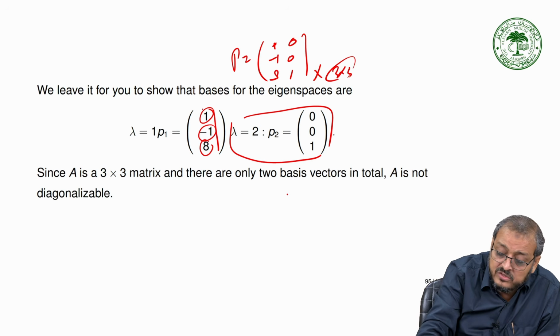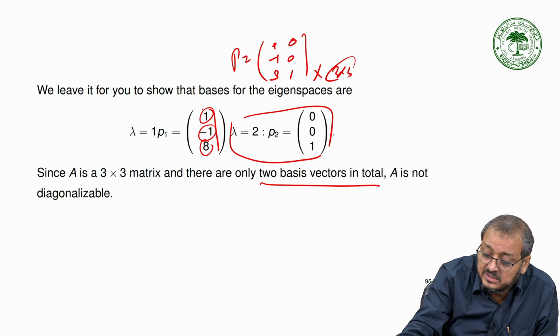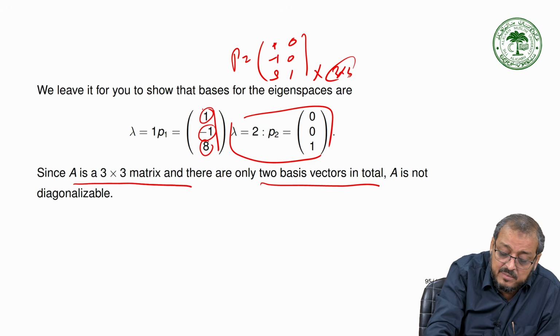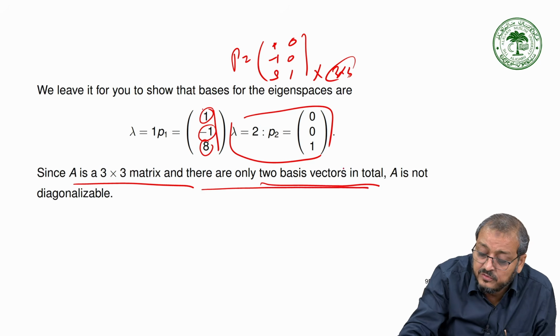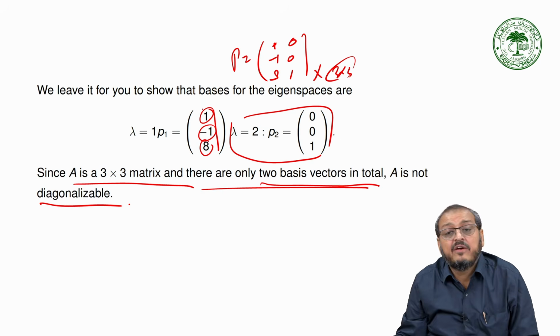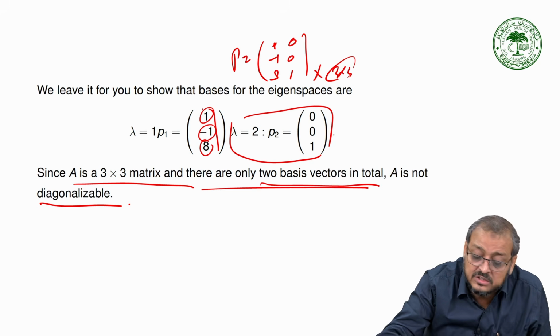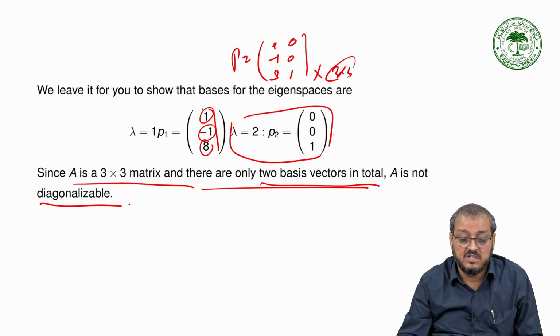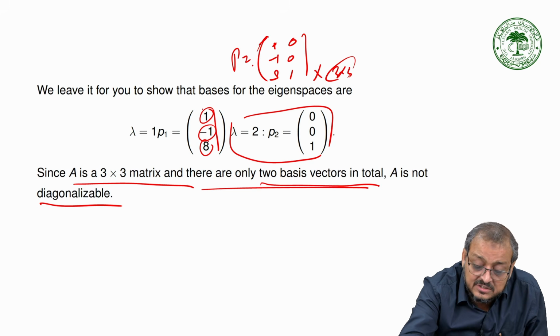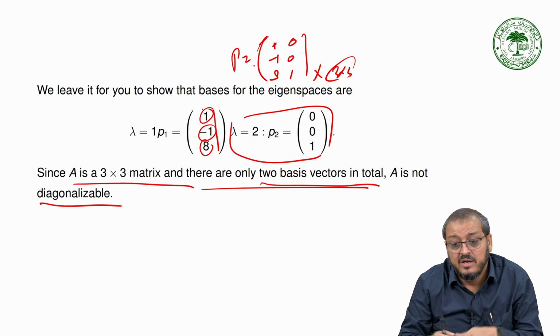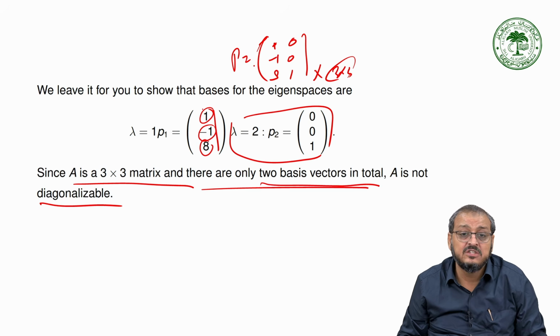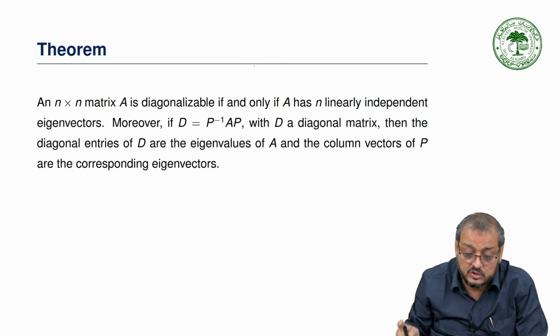So in this basis there are only two vectors. A is a 3 by 3 matrix, therefore only 2 basis vectors, which means A cannot be diagonalizable. A can be diagonalized only if we have 3 vectors, since it is a 3 by 3 matrix. So we can clearly say that this matrix cannot be diagonalizable if this is happening. Okay, so now we just state a theorem.